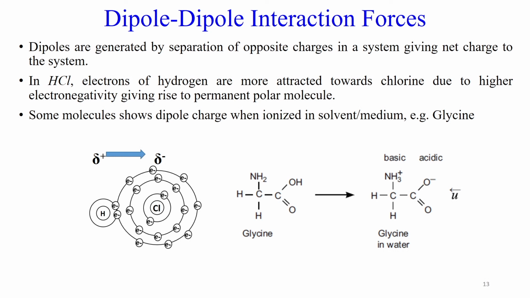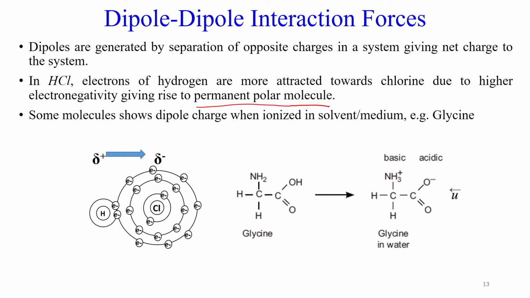Dipoles are generated by the separation of opposite charges in a system, giving a net charge to the system. So, this dipole may be a permanent dipole, or it may be an induced dipole. In the typical example of HCl, they are already bonded together, but H may have the partial positive charge, Cl may have the partial negative charge. So, it is going to have some sort of dipole, and this is called a permanent polar molecule.